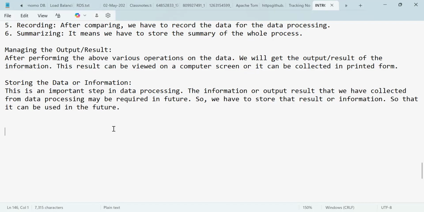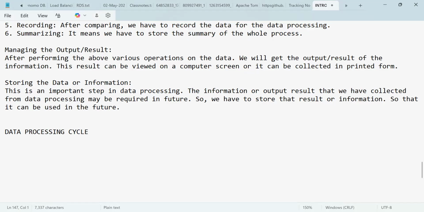My dear friends, so this topic is data processing cycle. Okay. My today's topic is data processing cycle.